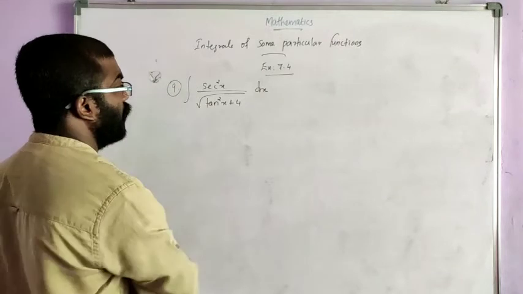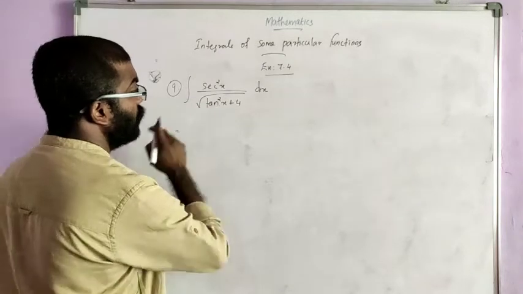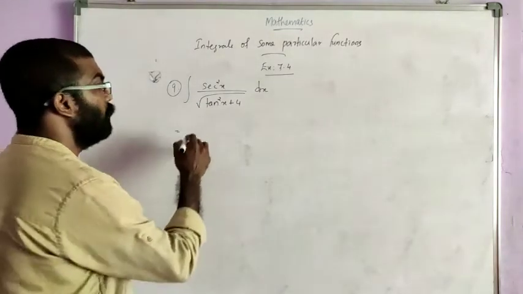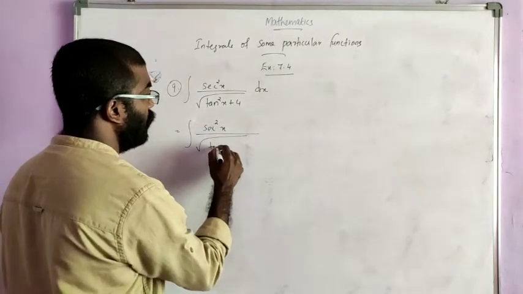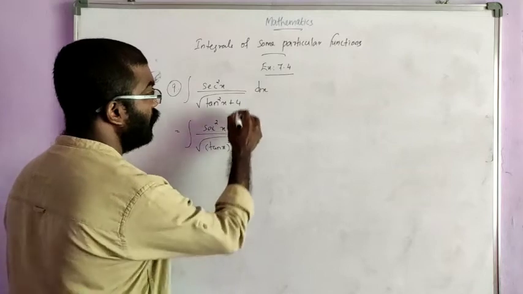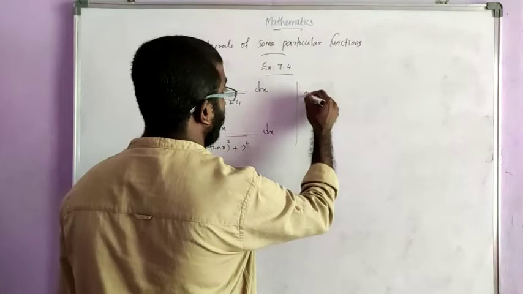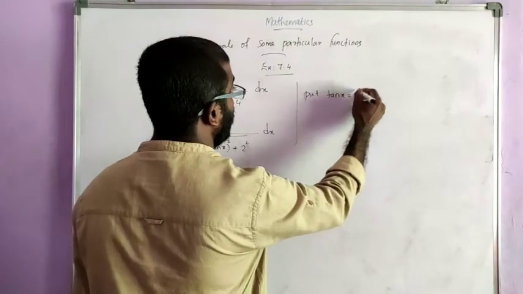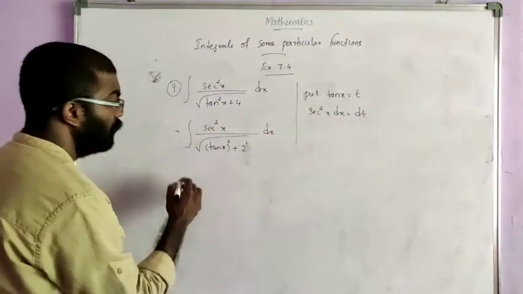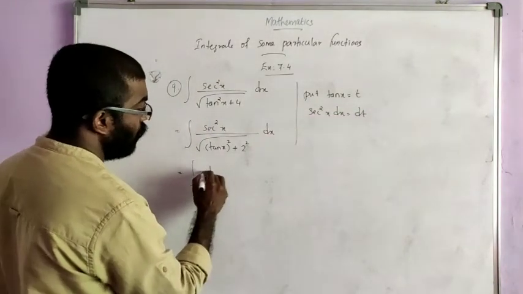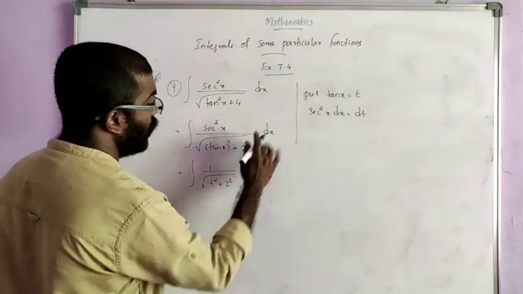Integral sec square x divided by root tan square x plus 4 dx. So we can put tan x as t. Before that we can write integral sec square x divided by root of tan x the whole square plus 4, which can be written as 2 square. Now we can put tan x is equal to t. So sec square x dx is equal to dt. That is integral 1 by root of t square plus 2 square dt.